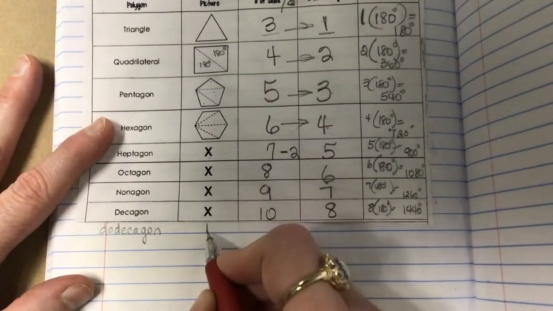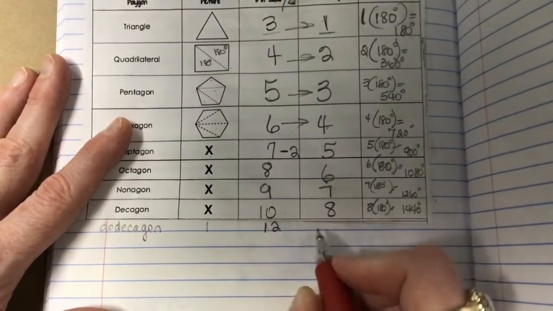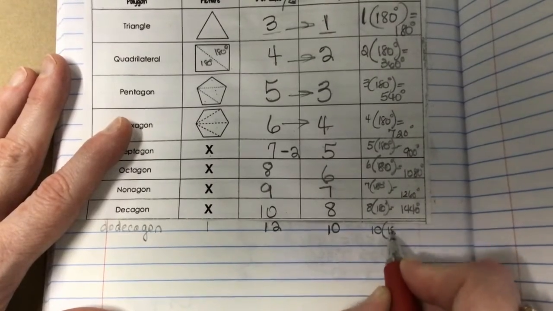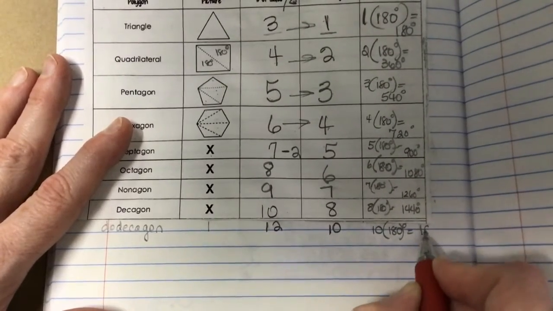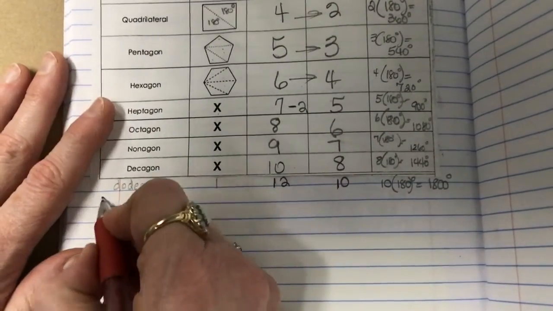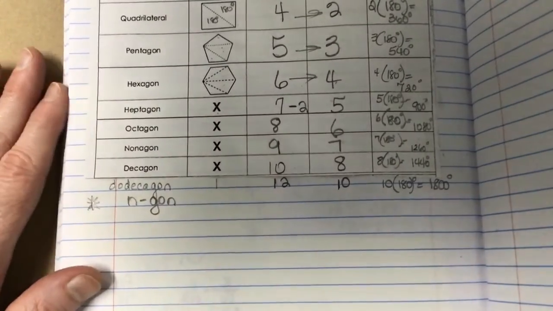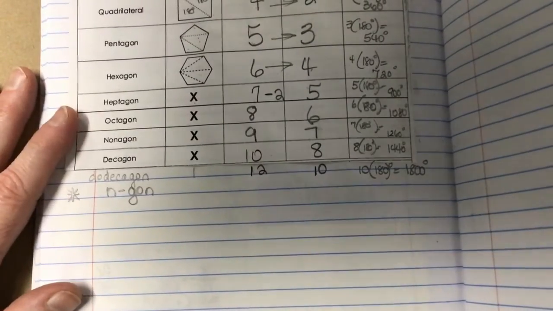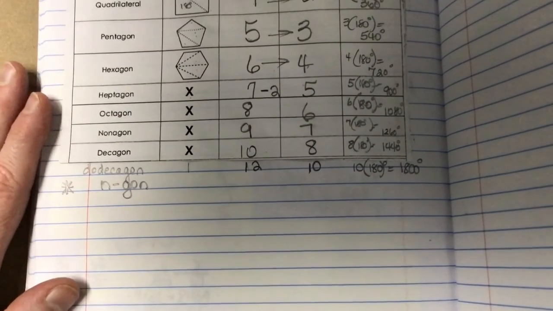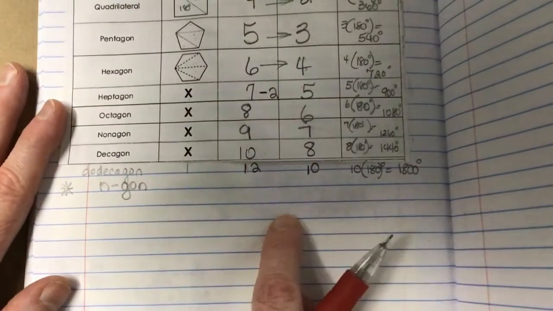It has, definitely not going to draw a picture, 12 sides. So the triangles would be 10, and then it would be 10 times 180, which is 1,800 degrees. So then the ultimate is, and they don't call it an x-gon, they call it an n-gon. What is the formula for an n-gon? 20-gon, 30-gon, 32-gon, 53-gon. What would be the formula all the way down?